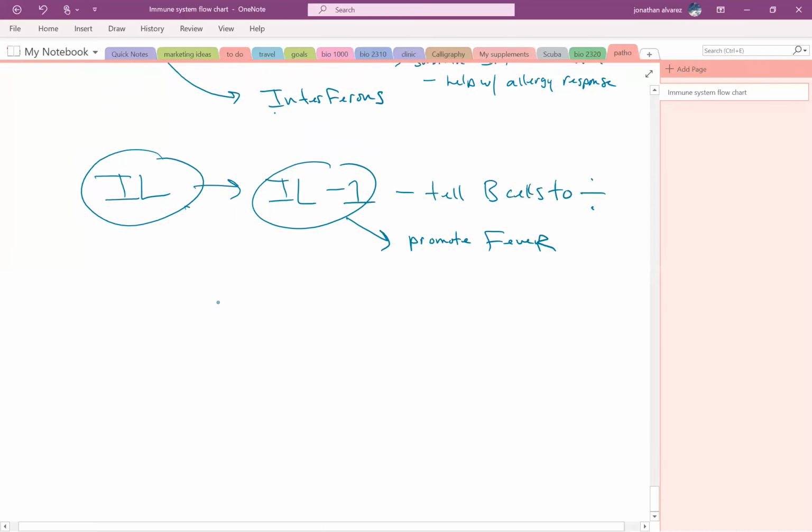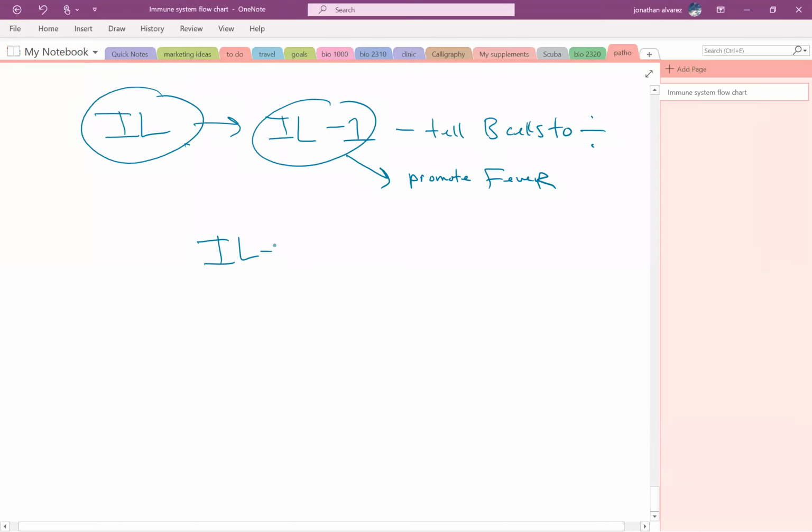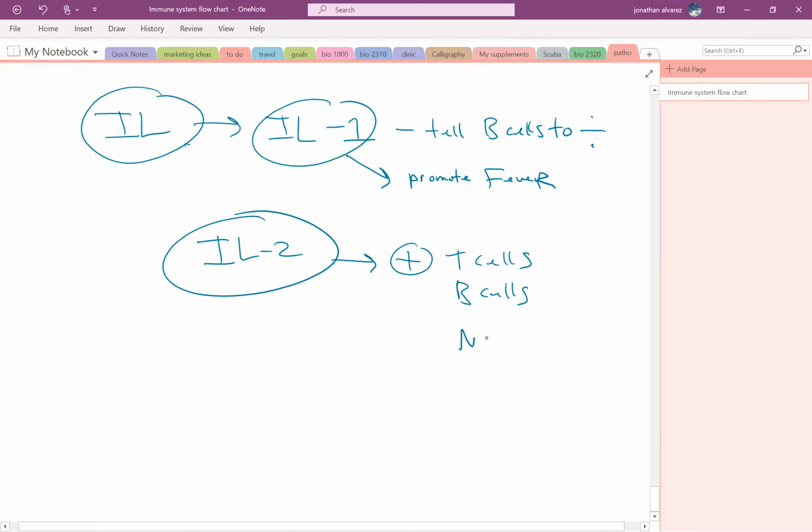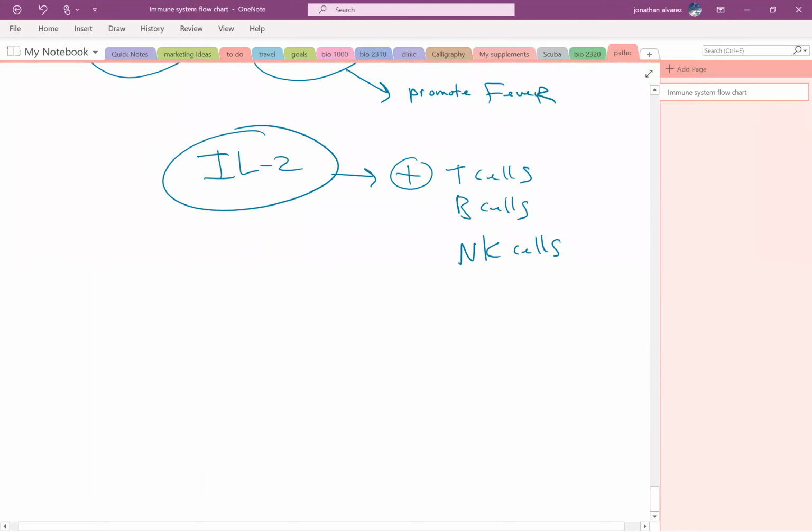Okay, interleukin 2. This one activates or recruits or brings in the T cells. These bring in the big guns, the B cells and the natural killer cells. So if interleukin 2s are activated, remember it's a type of cytokine, then these big guns come in.